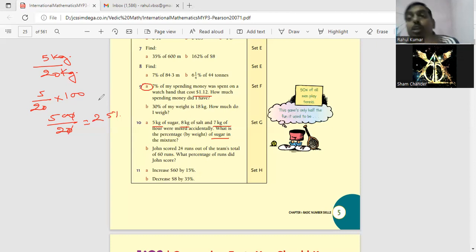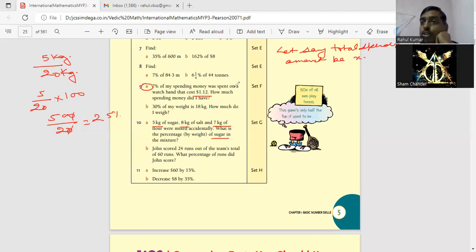So how much money do you have? You are spending $1.12 out of something. So what is that amount? $1.12 is just 7% of the total amount you have. So what is the equation? How can you solve this one? So for this, what you need to do, let's say the total spending amount is x.